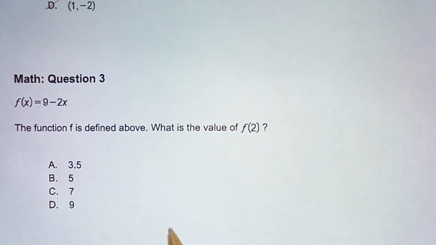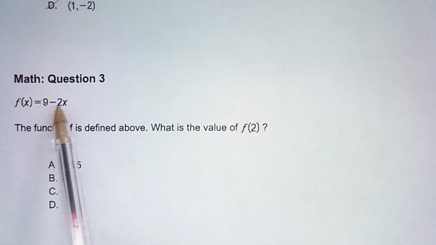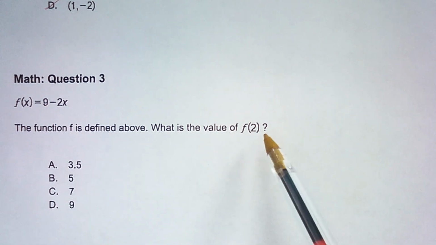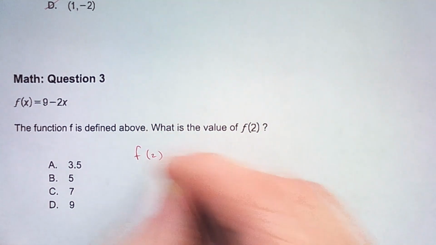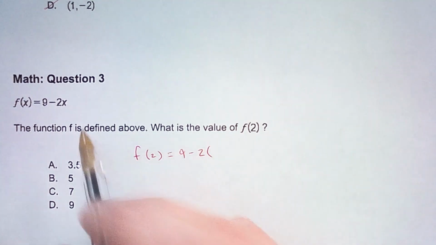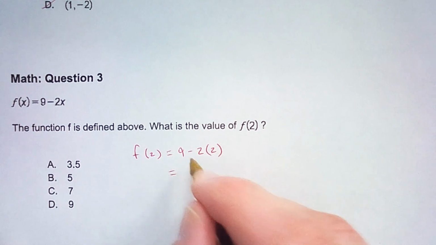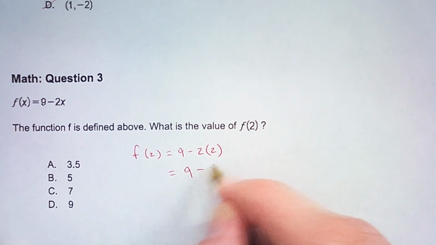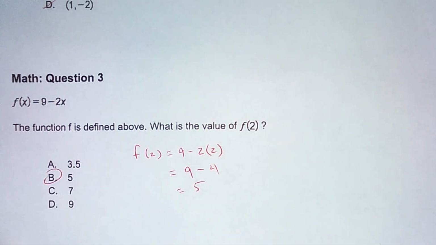Number 3, the function f is defined above. So we have f of x equals 9 minus 2x. What is the value of f of 2? So f of 2 means put 2 in for any x's. So 9 minus 2 times, and then the x becomes 2. Okay, so we've got 9 minus, and 2 times 2 is 4. 9 minus 4 is 5, and that is option B.